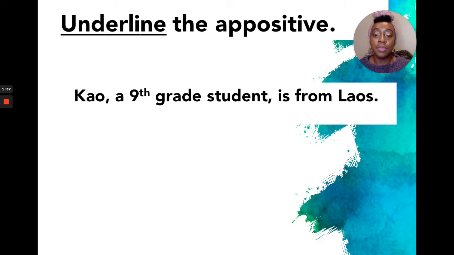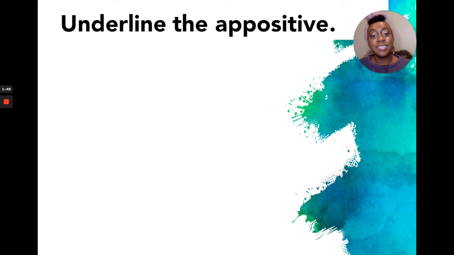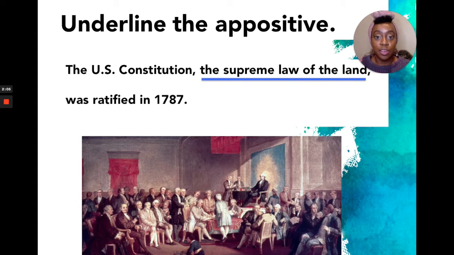We are going to underline appositives in sentences. Cow, a 9th grade student, is from Laos. What is the appositive? A 9th grade student. Let's look at another example. The U.S. Constitution, the supreme law of the land, was ratified in 1787. The appositive is the supreme law of the land.